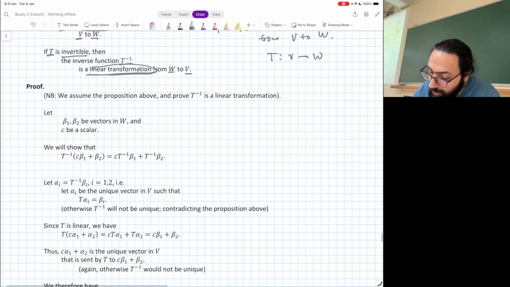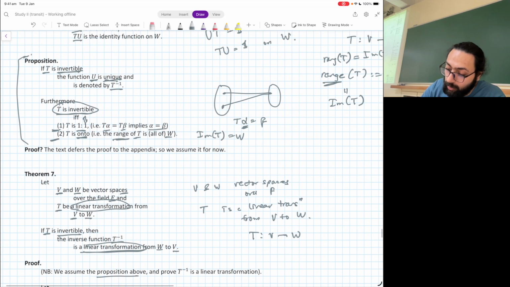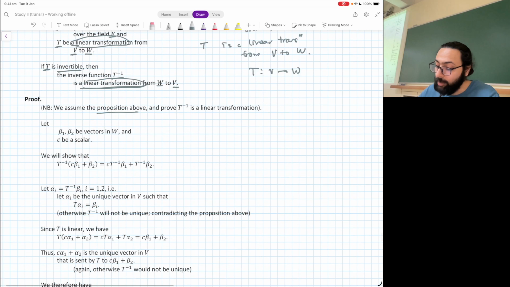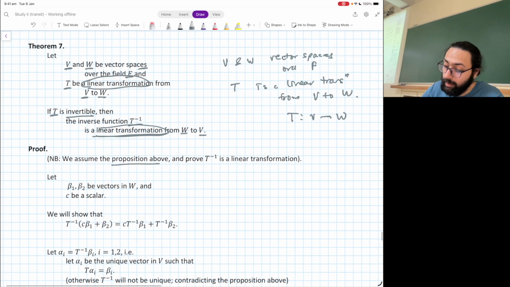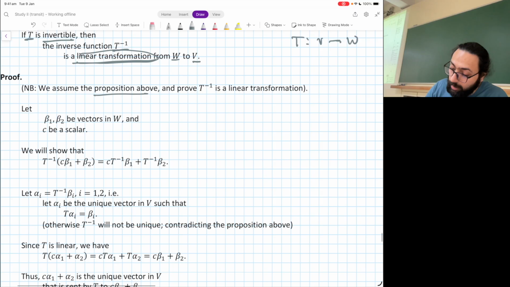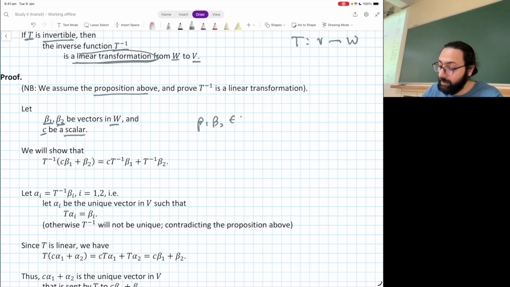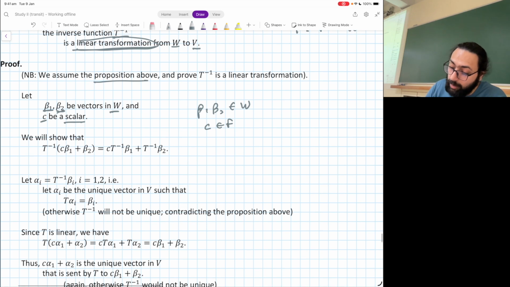Is the statement making sense? All right, now let's see how to prove this. We assume the proposition above, that being invertible is equivalent to being one-to-one and onto. Then we'll try to show that if T is invertible and satisfies those properties, then T inverse would be a linear transformation. So let's start. Here beta 1, beta 2 are vectors in W, and C is a scalar.